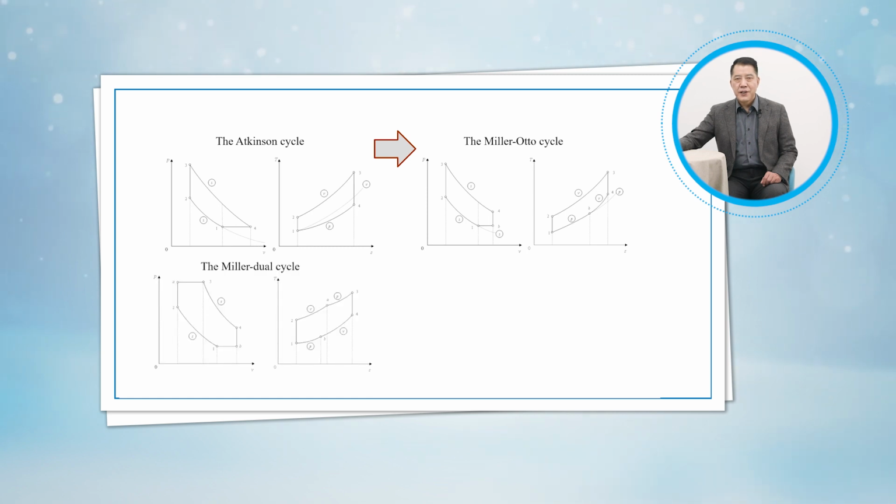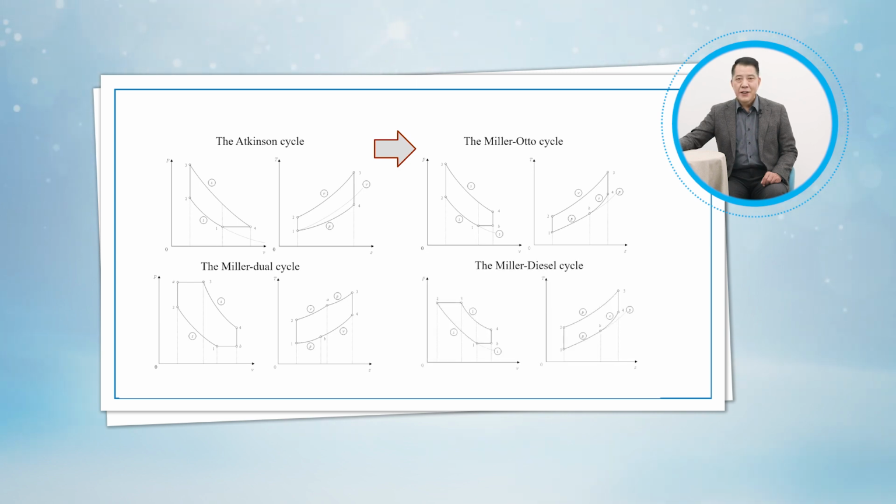A modified dual cycle is known as a Miller dual cycle, whose PV and TS diagrams are shown in figures 10.19 and 10.20. Also, by applying the idea of intake supercharging of the Atkinson cycle, the dual cycle can be updated to the Miller dual cycle.